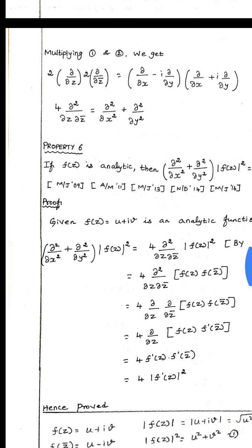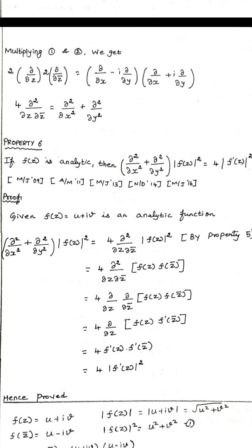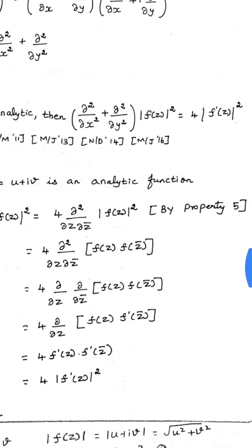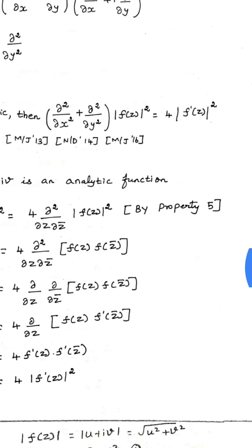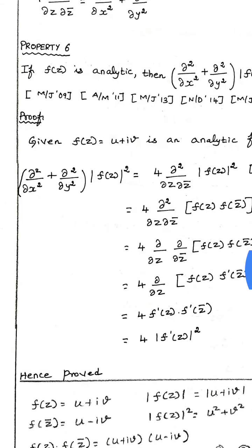For example, see this sixth property, it is asked so many years in exams. I'll read out the property number 6. It is given that f of z is an analytic function. Then we are going to prove that dou square by dou x square plus dou square by dou y square into modulus of f of z the whole square equal to 4 into modulus of f dash of z the whole square. Before going to the proof directly, you have to prove the fifth property.